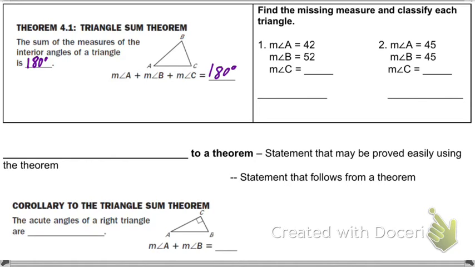On the right side here, for number 1, if we know the measure of angle A is 42 degrees, the measure of angle B is 52 degrees, what would the measure of angle C be? It would be 86 degrees. Gage, how did you get there? Well, I took 42 plus 52, which is 94. And then I took 180 minus 94. Very good. Take 180 minus the other two angles, which added up to 94, and you get an 86.